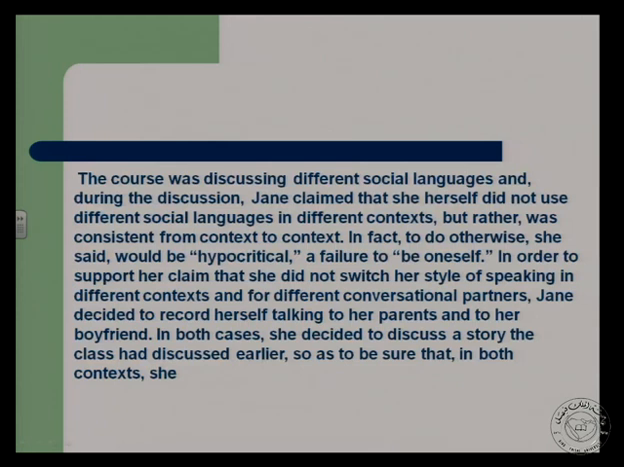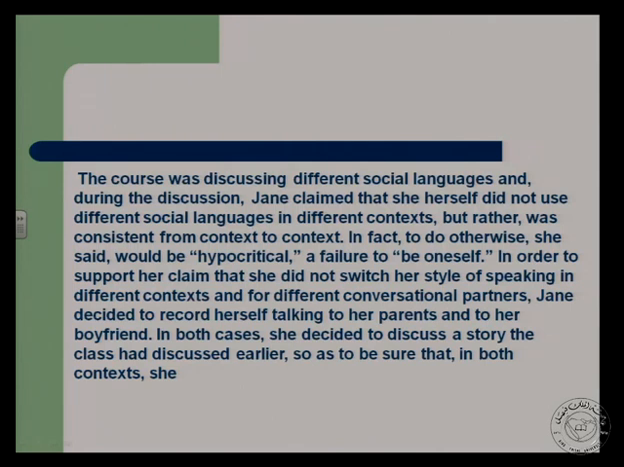The course was discussing different social languages, and during the discussion, let me explain it again. The author of the book is talking about a girl called Jane. She was one of his students. The author says that people use different social languages. People speak differently depending on the situation, depending on whom they are talking to.